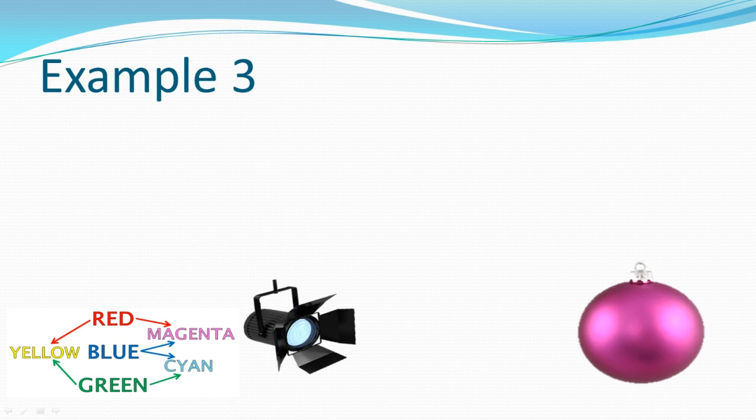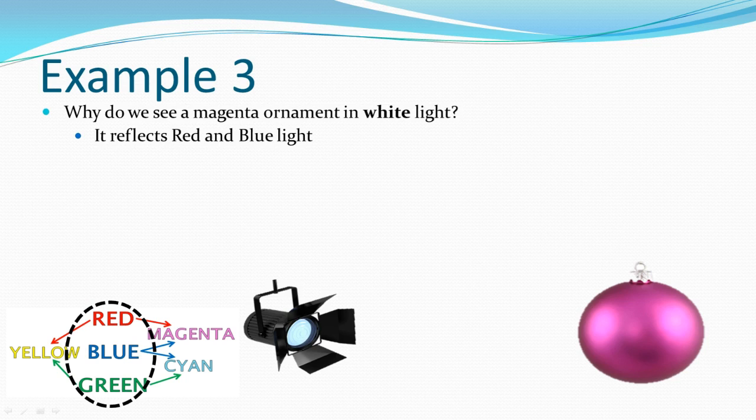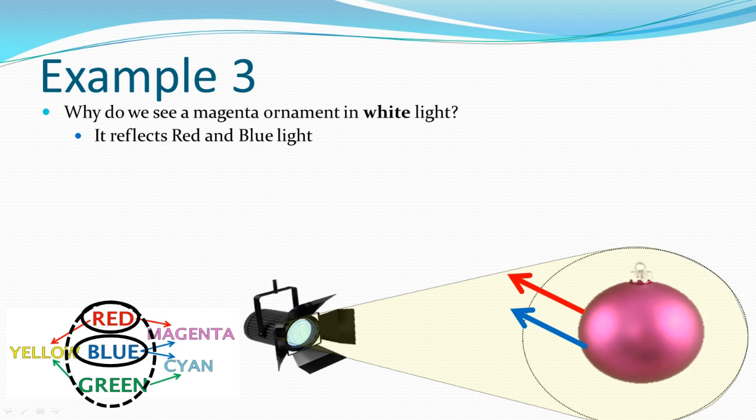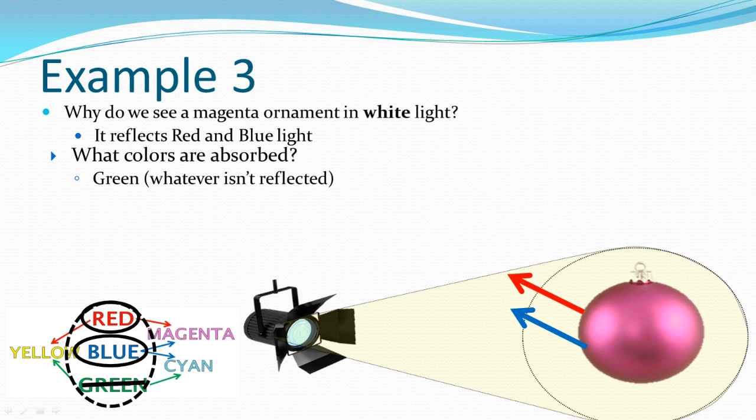Here we have a magenta ornament. Why do we see a magenta ornament in white light? Well, white light has red, blue, and green light. So that means it's reflecting red and blue because red and blue make magenta, which in turn means it's going to be absorbing green light. Whatever isn't reflected is naturally absorbed by the object.